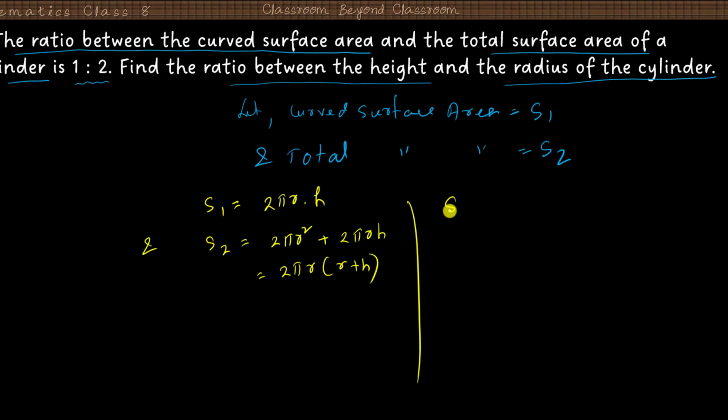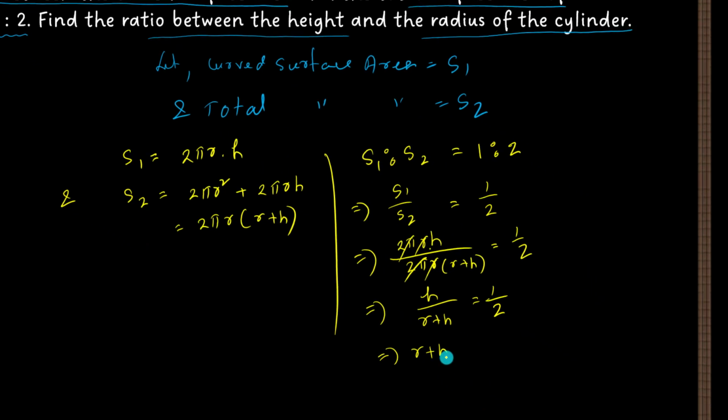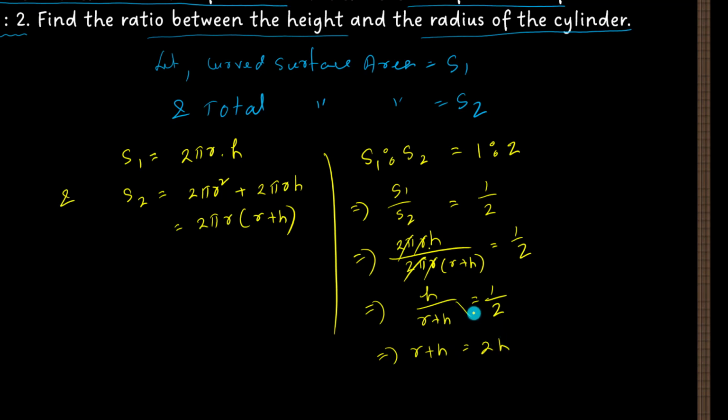And according to the question, S1 is to S2 is equal to 1:2. Therefore S1 divided by S2 is equal to 1 divided by 2, and therefore twice pi r h divided by twice pi r into r plus h is equal to 1 by 2. Twice pi cancel, r cancel, and that is equal to h divided by r plus h, is equal to 1 divided by 2. So r plus h is equal to twice h. This is cross multiplication. Therefore, r is equal to h.